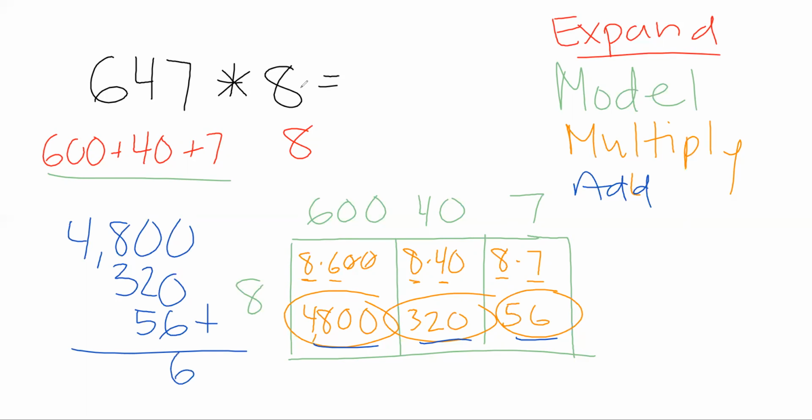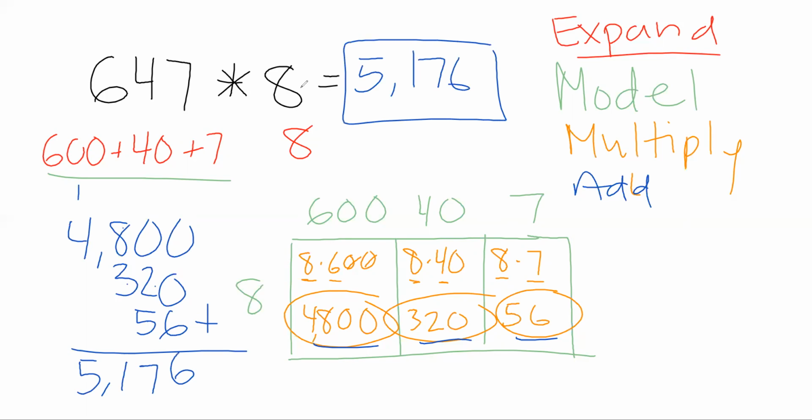So 0 plus 0 plus 6 is 6. 5 plus 2 is 7. Plus 0 is still 7. 8 plus 3 is 11. So we regroup. So we get 5,176. So double check that with your work and see how it goes.